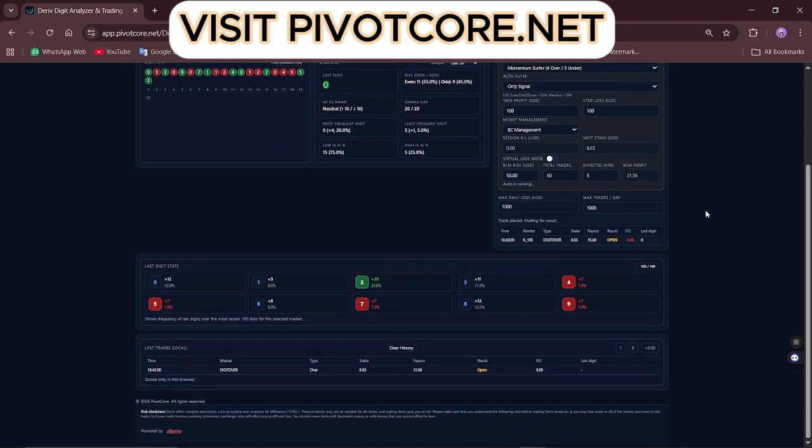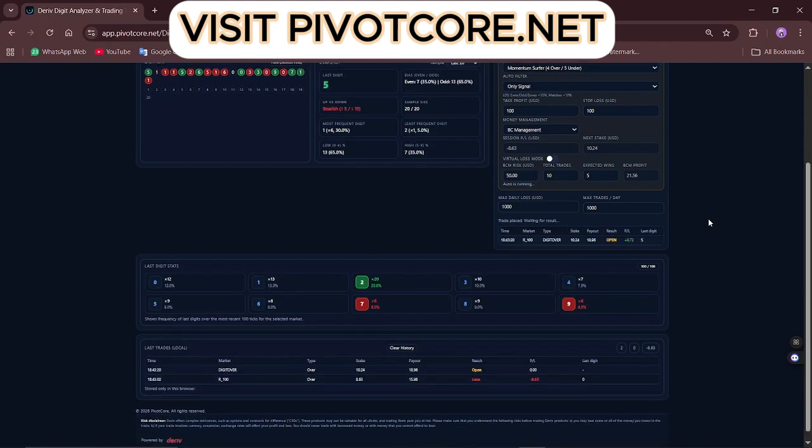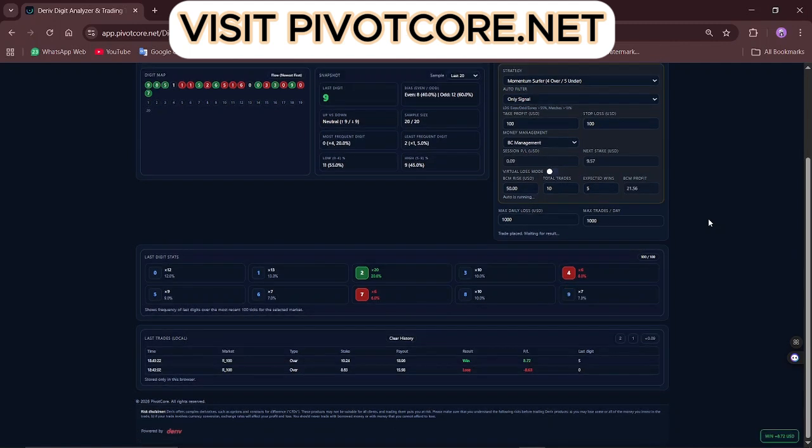Welcome back, traders. Today, we're tackling something that every Deriv user looks for: consistency. We've all been there, trying to find that perfect strategy that doesn't just promise results, but actually delivers them. Today, I'm putting PivotCore.net to the test. I've set a very specific goal: to execute 10 trades using the 4 over, 5 under strategy and aim for a 50% win rate. Let's see if this platform can handle the pressure.